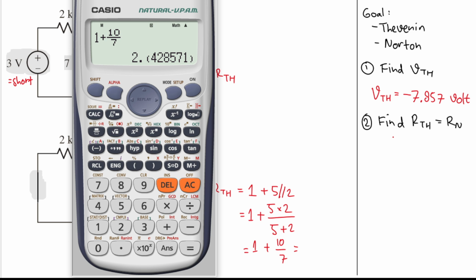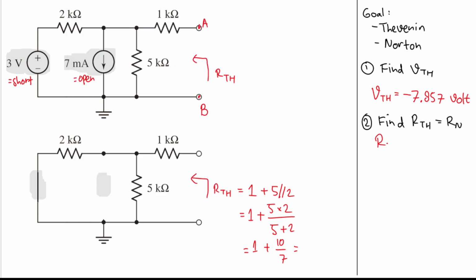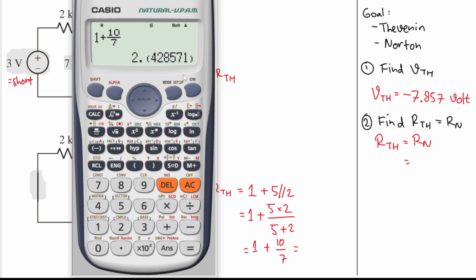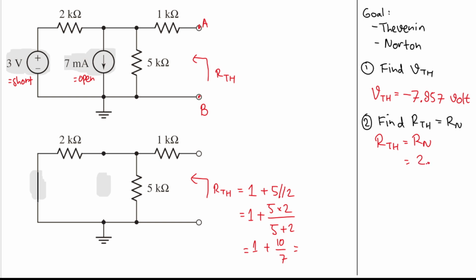So we will have 2.429. So we'll have RTH, and that will also be our RN. Then the value will be 2.429, and the unit will be in ohm, right? And then what also we need is IN, right? The Norton current. Find IN.